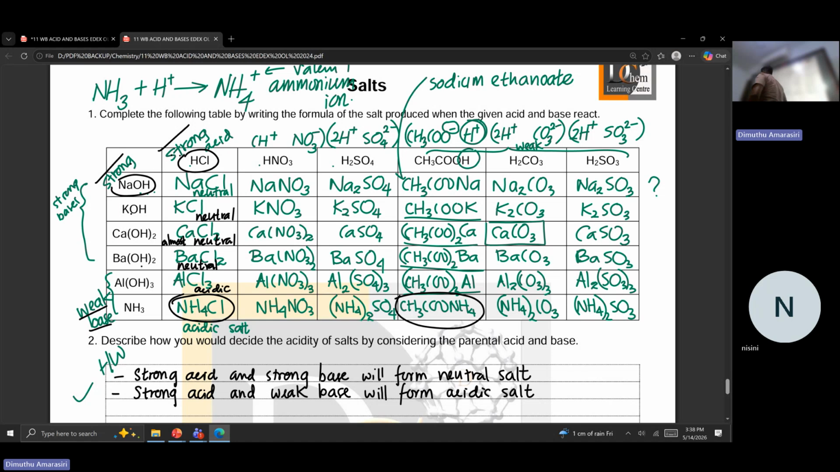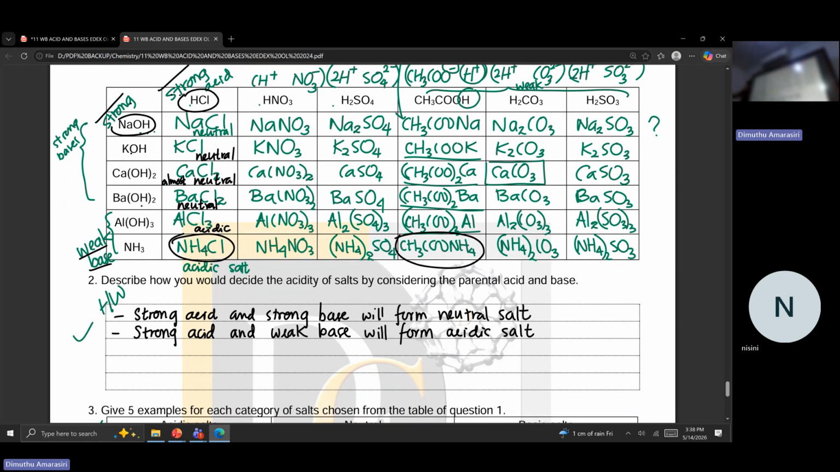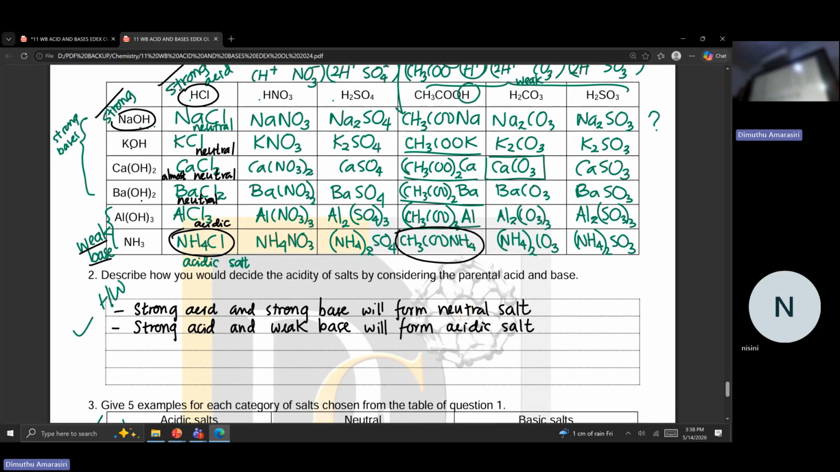Right. Now let me explain how the ammonium salts are written. Right? Don't write anything else other than checking your answers.